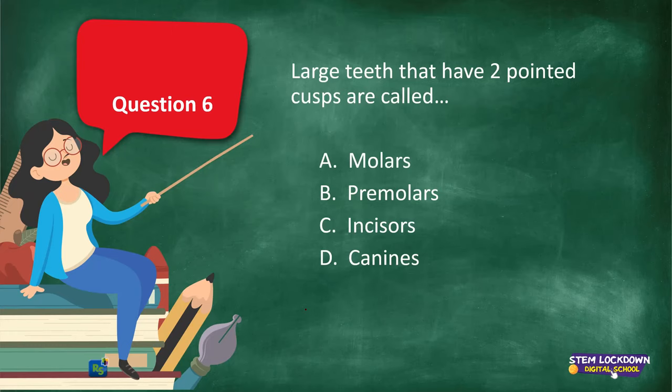Okay, question six. Large teeth that have two pointed cusps are called A, molars, B, premolars, C, incisors, or D, canines. And the answer is B. It is your premolars. All right.